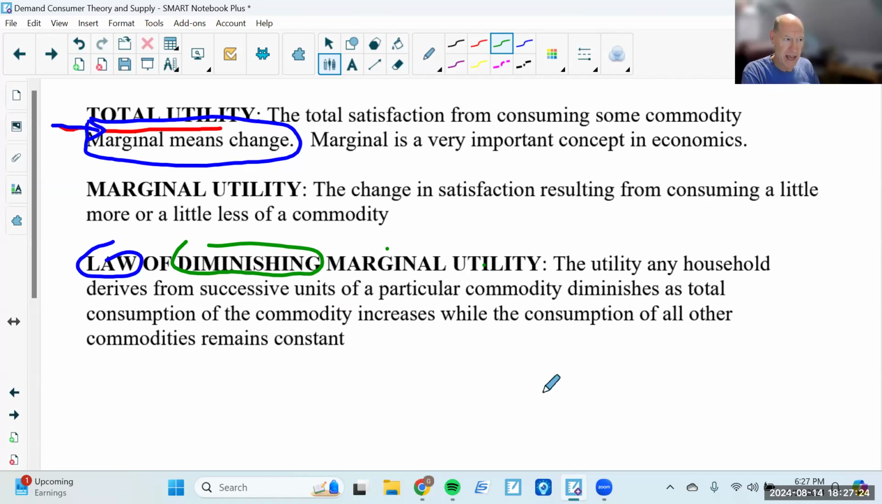I guarantee Bill Gates was not as excited about his second $1 million as he was about his first million. And now he's making millions and millions of dollars. He literally pays someone to give his money away. Why would he pay someone to give his money away? Because of the law of diminishing marginal utility. Everything in life experiences diminishing marginal utility.